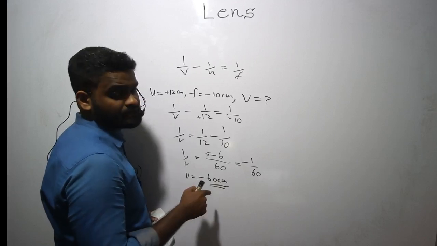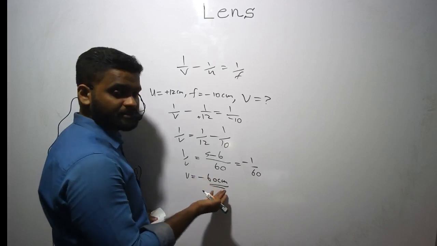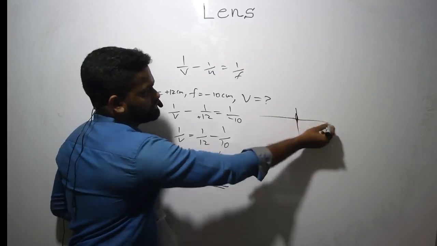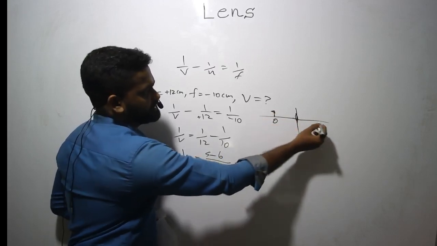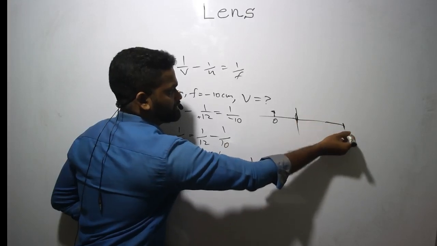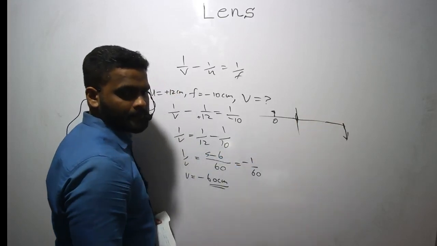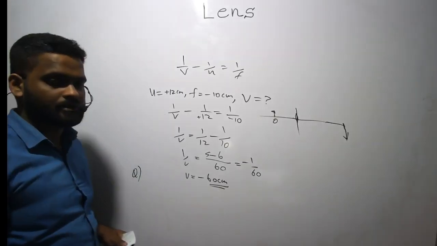We are given the answer in sign convention. Minus 60 means what? If the object is placed here, the image has to form at this side, like this. Got it? Okay, take it down.